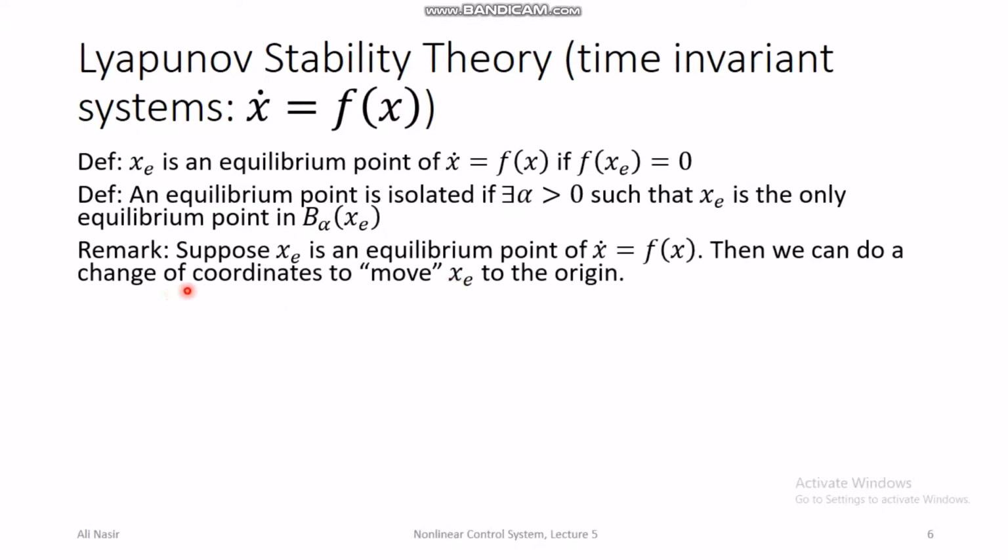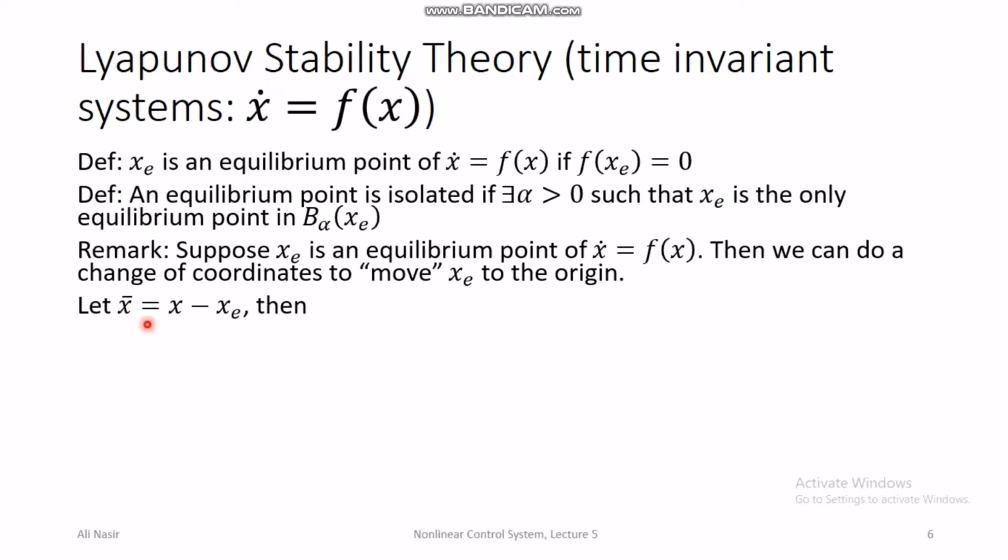Suppose that xe is an equilibrium point of this differential equation x dot equal f of x, then we can do a change of coordinates to move xe to the origin. This is an important remark because I'm going to use this implication in the rest of the course.